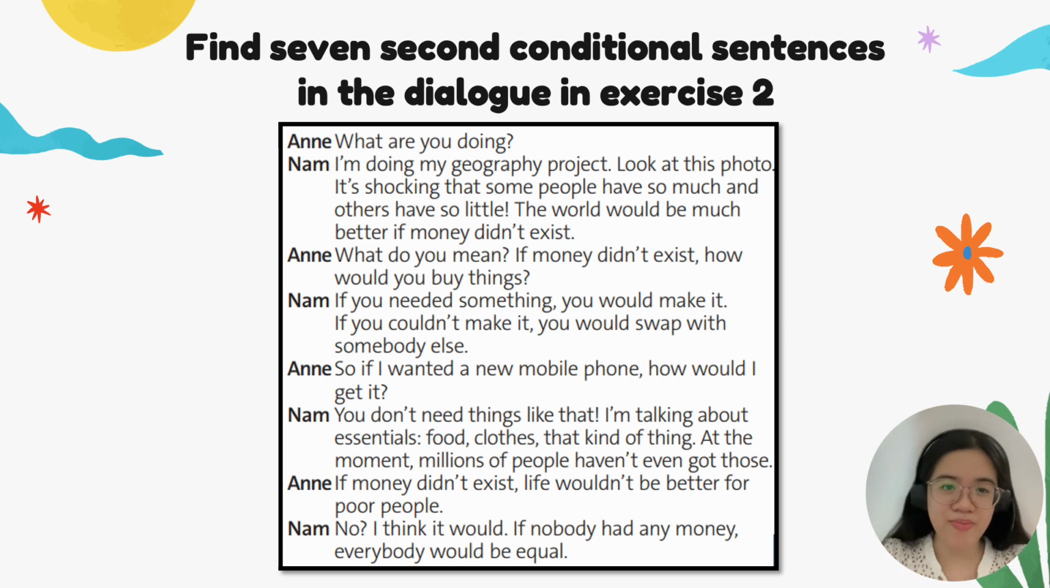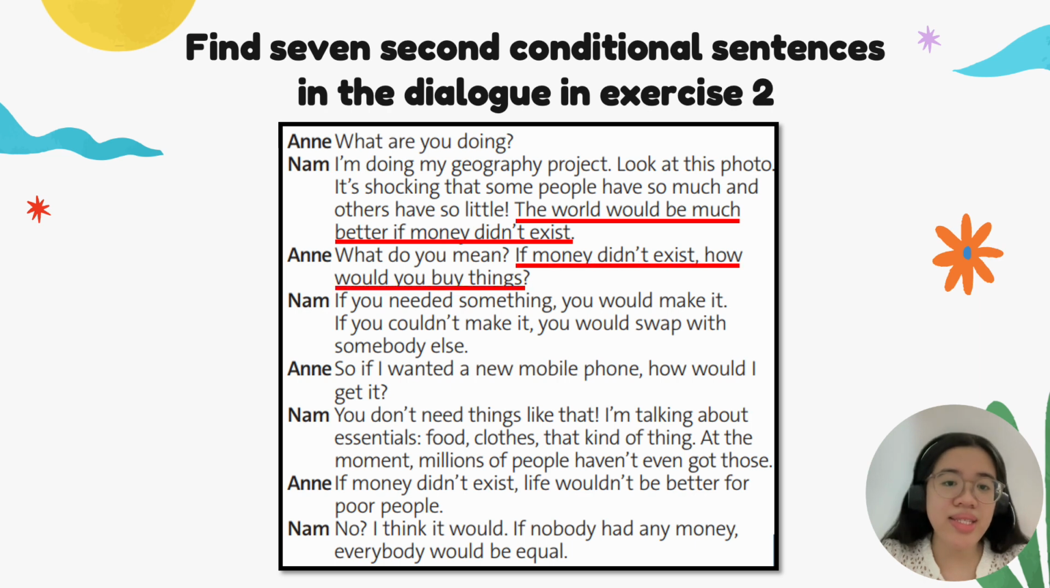Now is the answer. The first sentence is, the world would be much better if money didn't exist. The second sentence, if money didn't exist, how would you buy things? The third one, if you needed something, you would make it. The fourth one, if you couldn't make it, you would swap with somebody else.